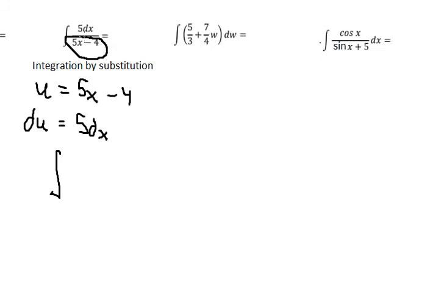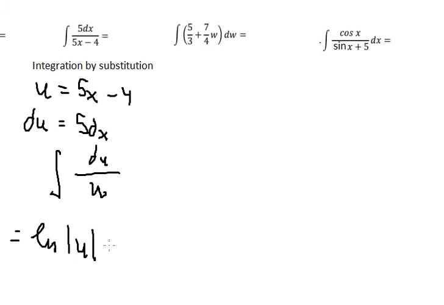This one we change to u, so you get u in here. 5 dx we change to du. The integration of this one, we have ln of the absolute value of u, and we put c. About u, that's 5x minus 4.